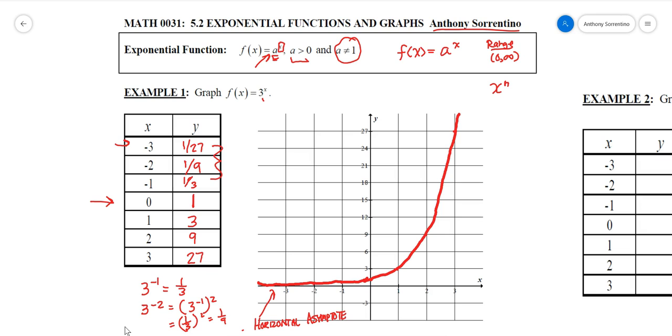Since we are, in general, moving up as we move from left to right, this is considered to be an exponential growth function. Now, there are going to be others as we study them. But that's what an exponential growth function looks like.